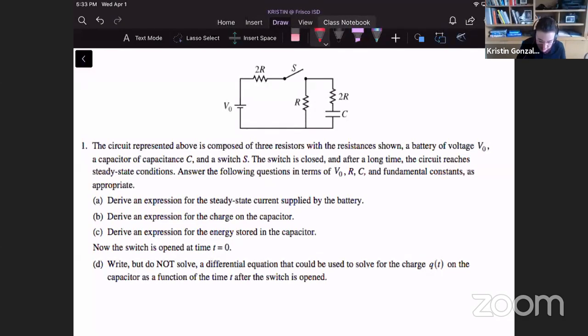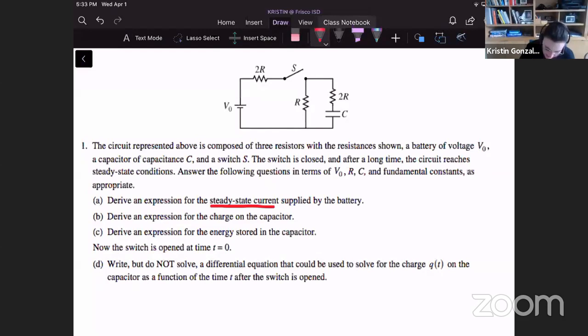We're going to close that switch, and after a long time, that circuit is going to reach steady state conditions. So now we're talking about after it already reaches those steady state conditions, not those initial ones, but after a long time. Answer the following questions in terms of the potential difference of the battery, R, C, and fundamental constants. The first part is to derive an expression for that steady state current supplied by the battery.